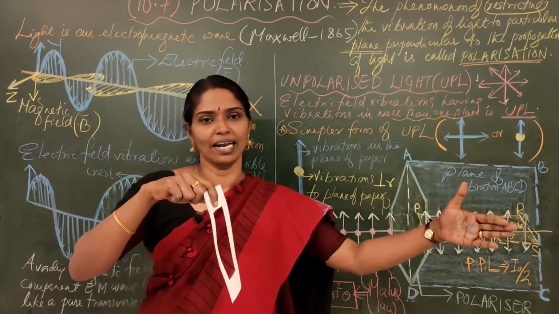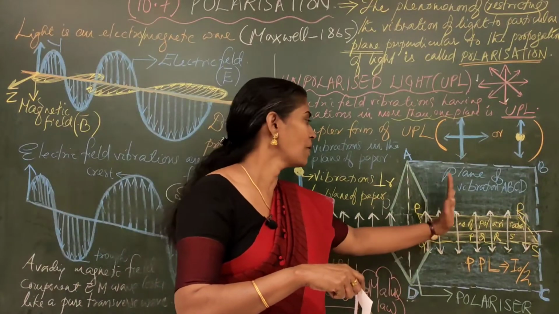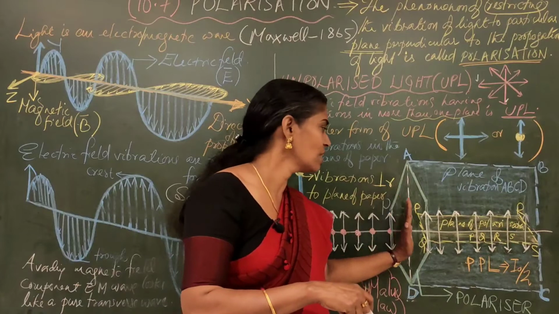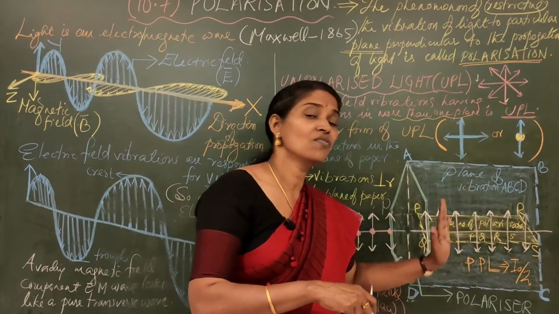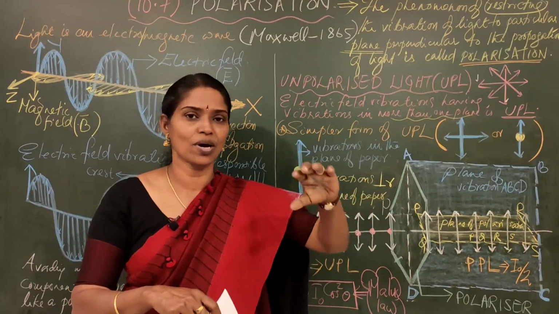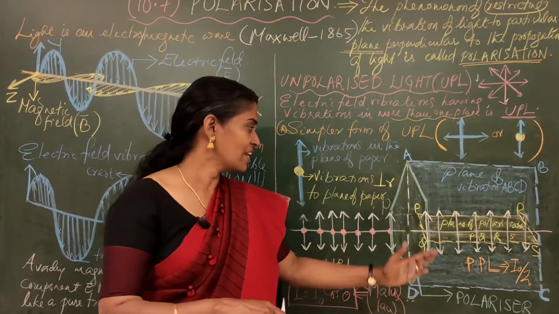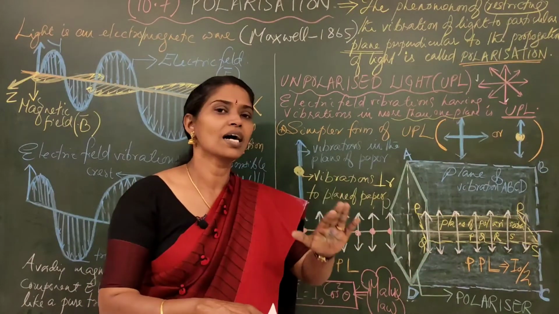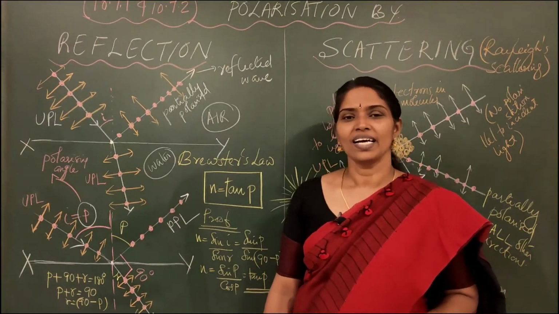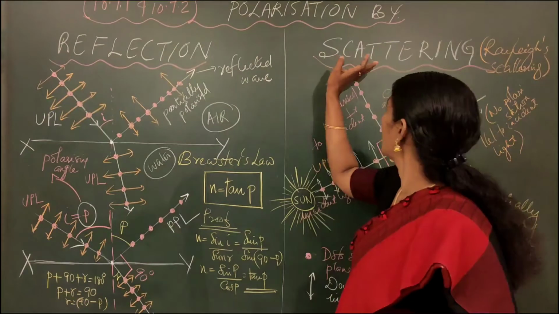well as analyzer. Analyzer is nothing but the same tourmaline crystal placed in between this polarizer and the other side where you are receiving plane polarized light. So analyzer receives plane polarized light, whereas polarizer receives unpolarized light. Okay, now let us see how we can polarize by the method of reflection and scattering.